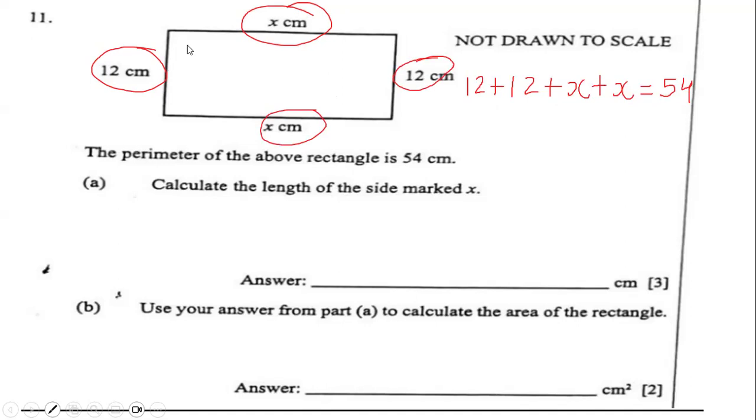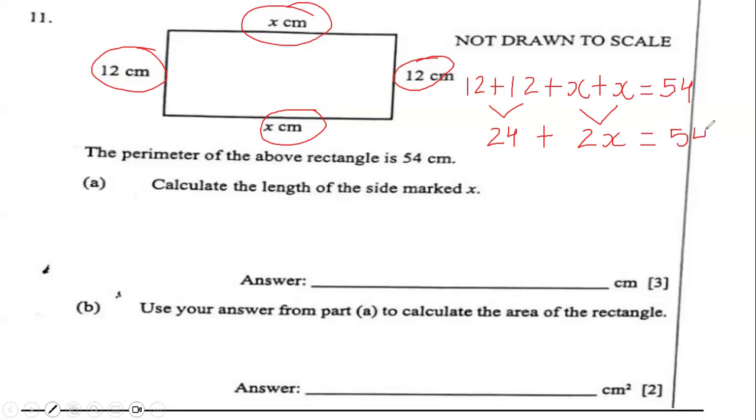All right, good. So now that we have that, now we're gonna add, right? What is 12 plus 12? 24, right? So 12 plus 12 is 24. 24 plus x plus x. What is x plus x? That's gonna be 2x, most definitely 2x. And it's gonna be equal to 54.